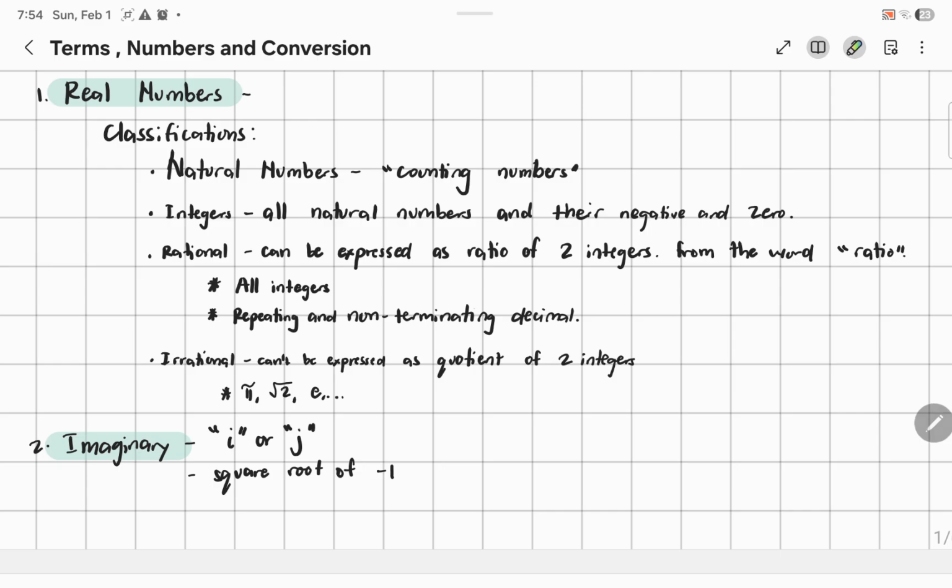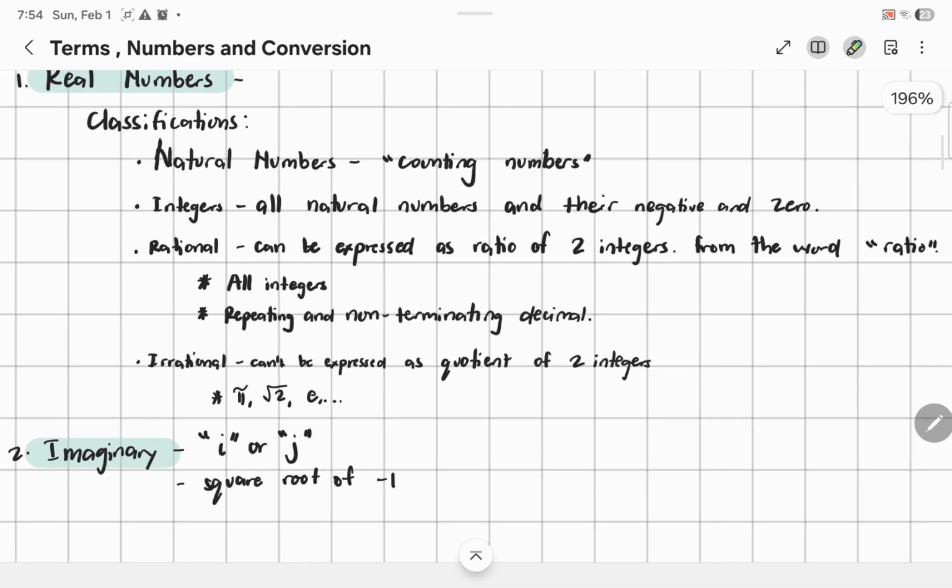Okay, next one is the irrational numbers. This cannot be expressed as a quotient of two integers. This is the complete opposite of a rational number. Okay, they are complete opposites. When I say irrational numbers, these are numbers that are not repeating, and it can also be non-terminating, but it is not repeating. Again, it is not repeating.